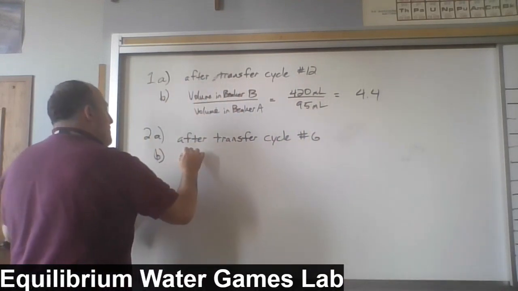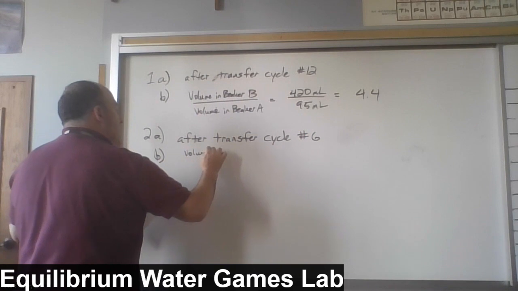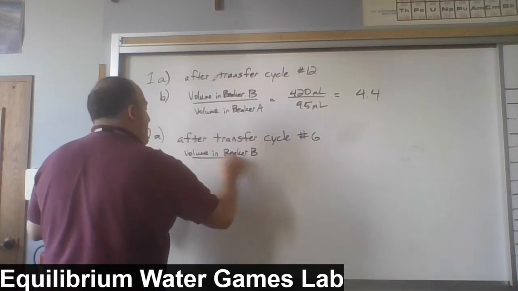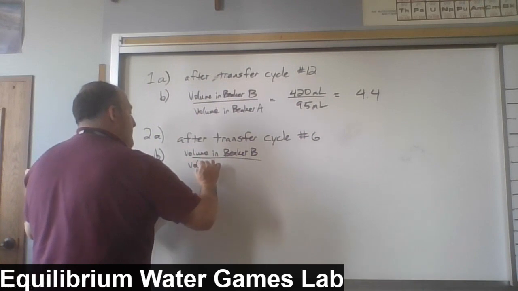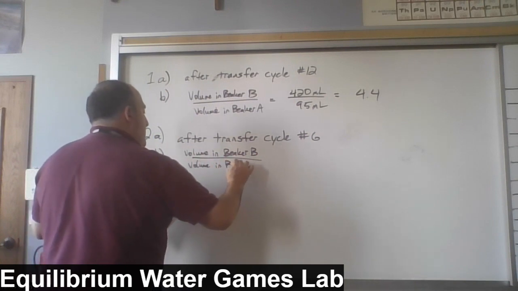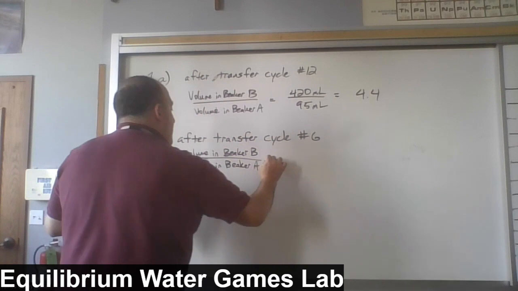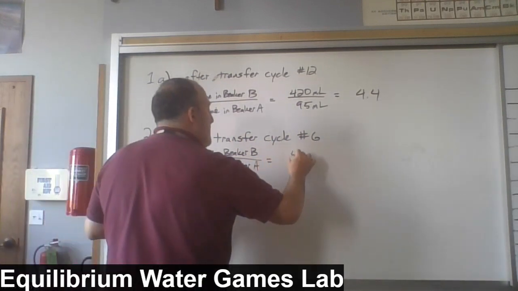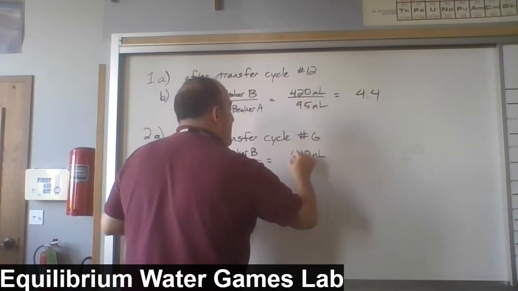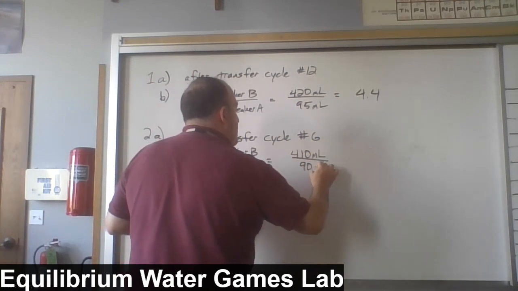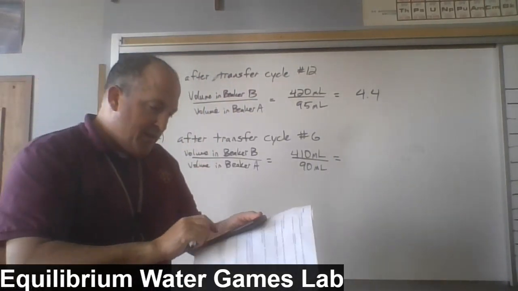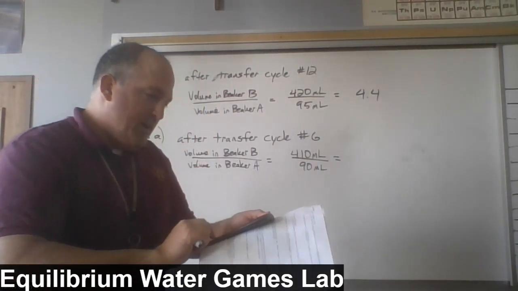And our ratio of volume in beaker B over A, we can calculate. At the end of that, once equilibrium had been established, it was 410 milliliters in B over 90 in A. So let's punch that into our calculator. 410 over 90.